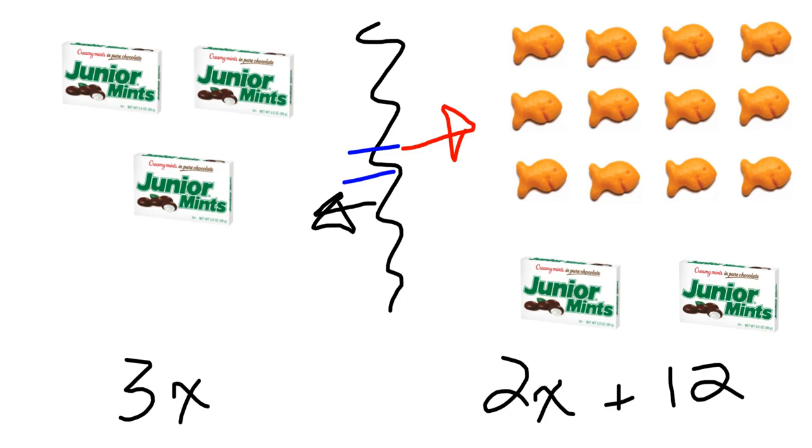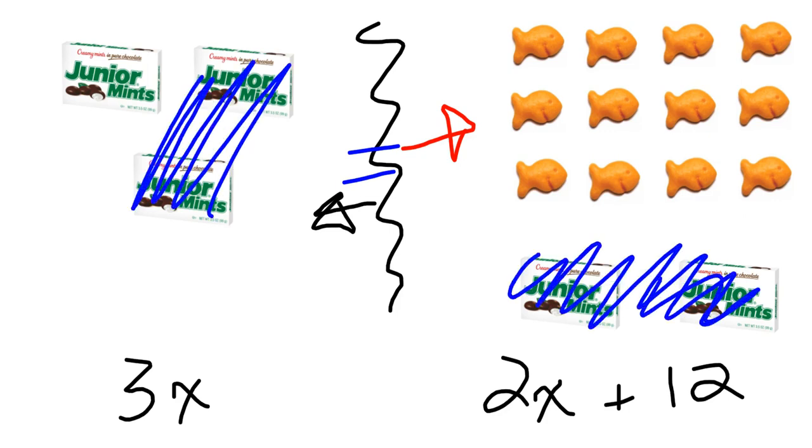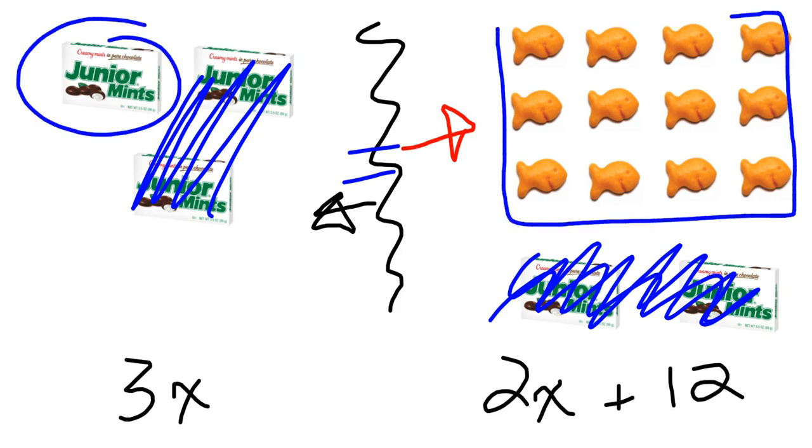Well, when we look at it in this physical format, this very visual format, we can see the easiest thing to do is we just take 2 junior mints away from both sides. Because there are 2 junior mint boxes on both sides. It doesn't matter what they are, they represent the same thing. Let's get them out of there, and now we have 1 junior mint box is equal to 12 goldfish. From the point of view of equation work, that's the same as taking 2 x's away from both sides.